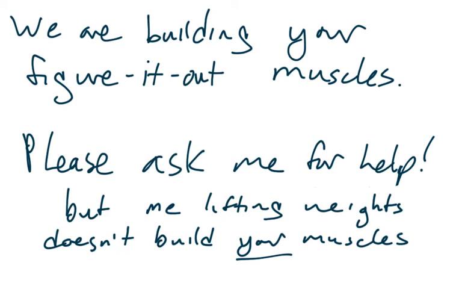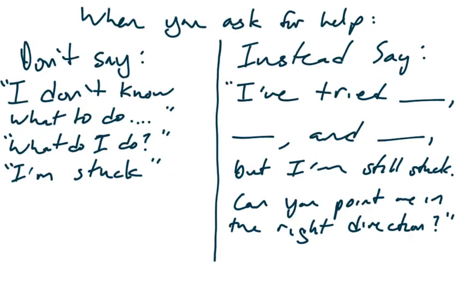I'm not going to lift the weight for you, but I'd be happy to help prevent you from getting a barbell on your neck. So when you do ask for help, don't say something like, I don't know what to do, or what do I do, or I'm stuck. What I want you to try instead is say something like, I've tried this, and I've tried that, and I've tried this other thing, but I am still stuck. Can you point me in the right direction?